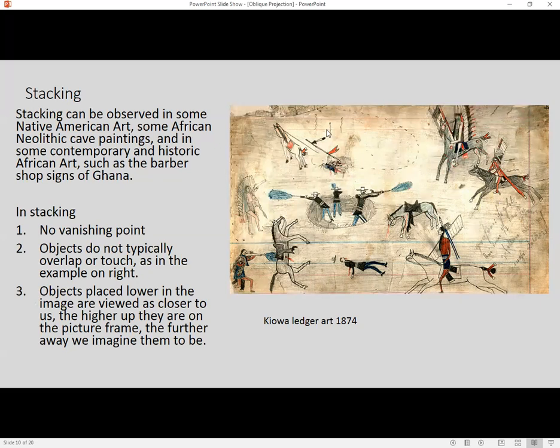And then the higher up in the image, the further away they're considered to be. So this guy here on the horse, these guys, they're closer to us. These guys, I think this must be like Custer's Last Stand. Those guys are in the middle ground. And then these people back here and their horses are in the background.